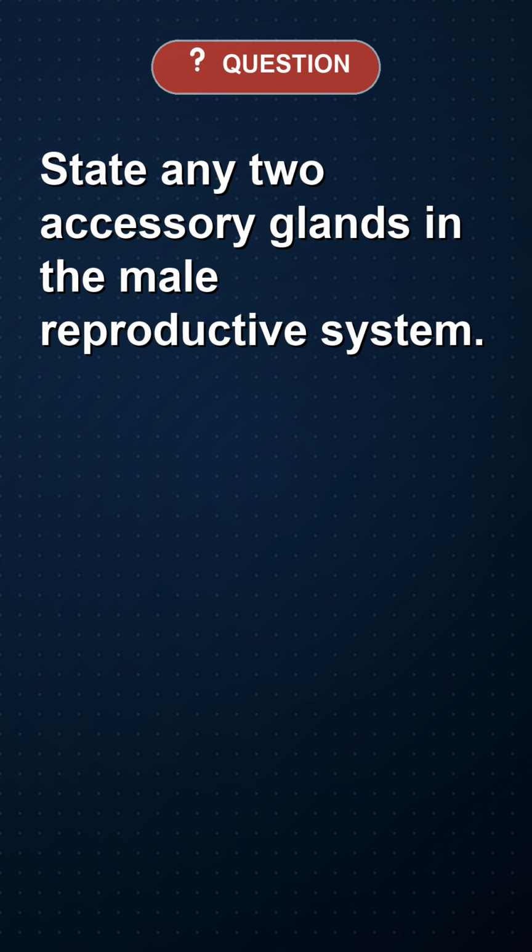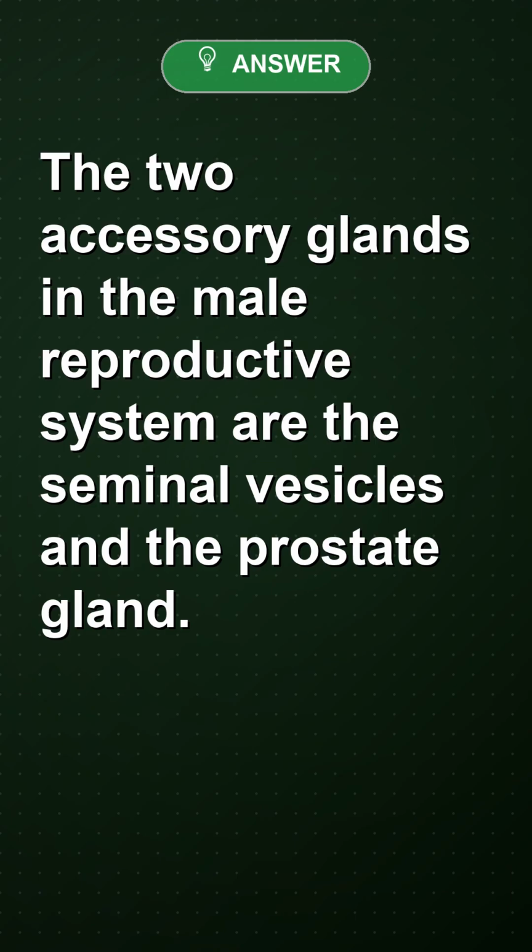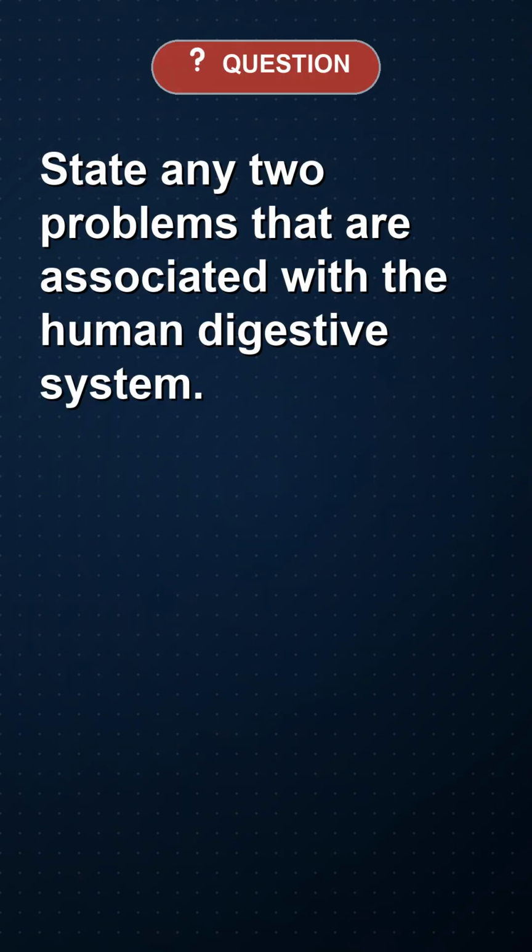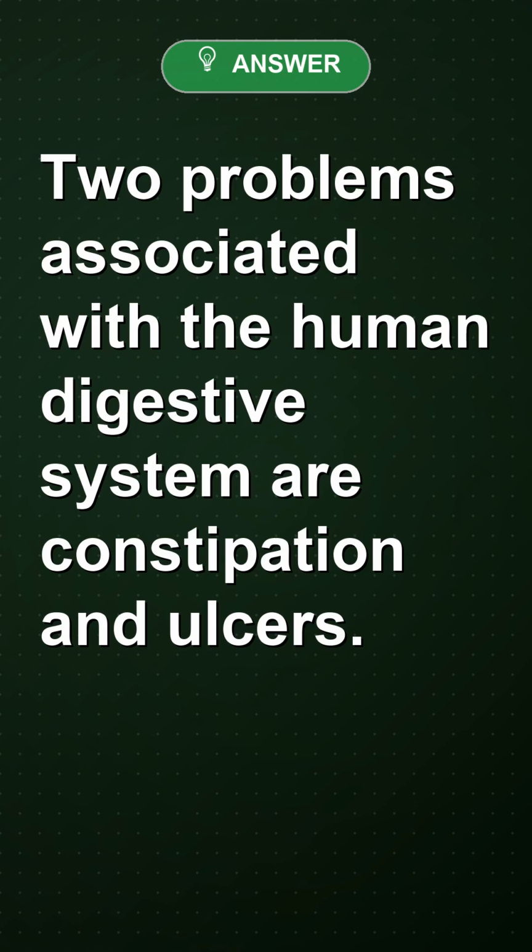State any two accessory glands in the male reproductive system. The two accessory glands in the male reproductive system are the seminal vesicles and the prostate gland. State any two problems that are associated with the human digestive system. Two problems associated with the human digestive system are constipation and ulcers.